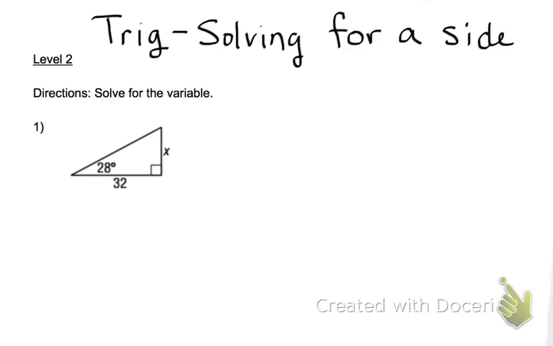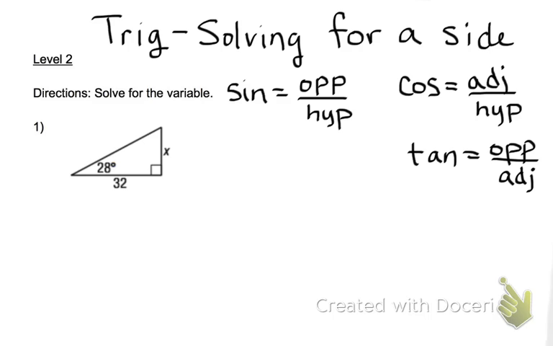All right, we are going to do some trig problems where we're solving for a side, and these are level 2 problems. All right, the directions say solve for the variable. So first I'm going to write down what is sine, cosine, and tangent. So sine is opposite over hypotenuse, cosine is adjacent over hypotenuse, and tangent is opposite over adjacent.